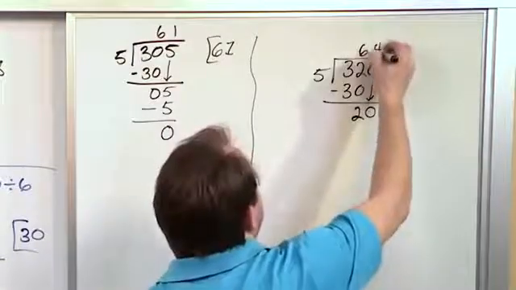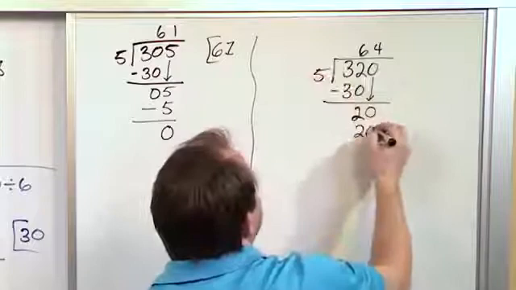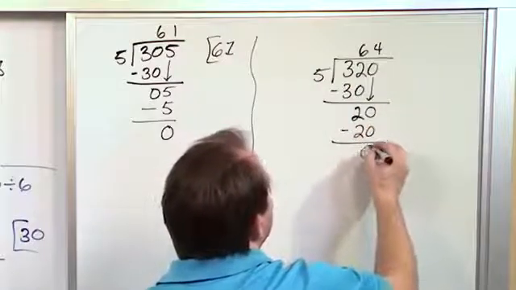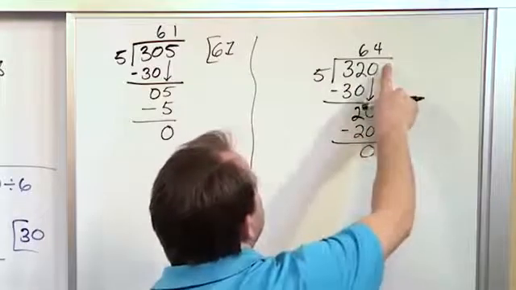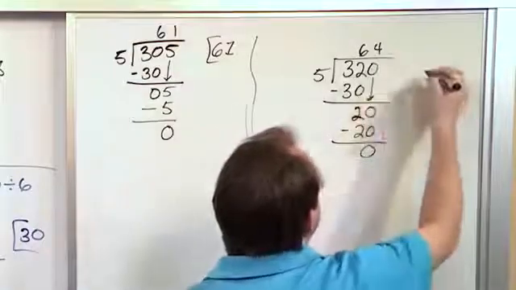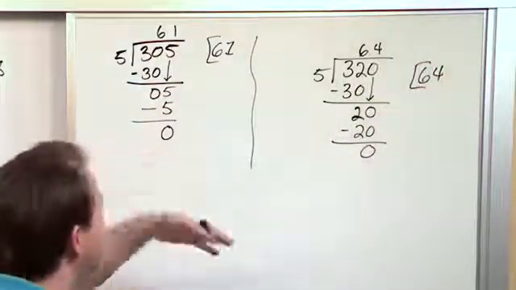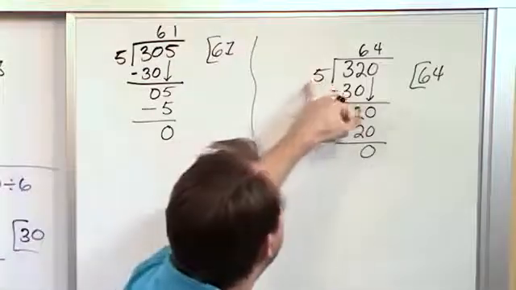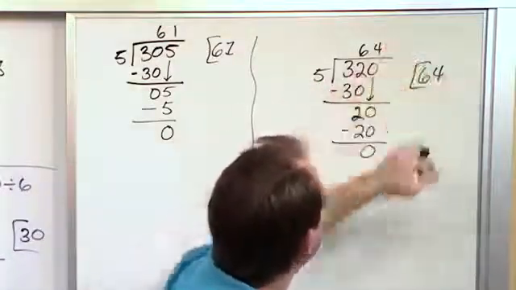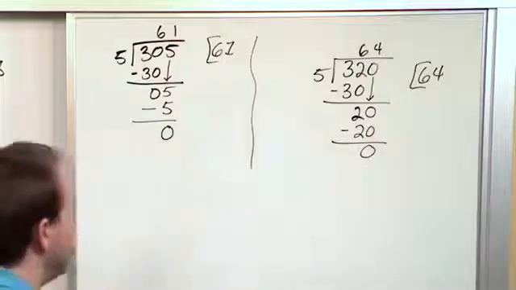So we put 4 times, and we multiply. 5 times 4 is 20, and we subtract. We get a 0. Again, the remainder is 0. There's no more digits to drag down, so the answer we get is 64. So this is, again, going in an even number of times. 5 times 64 should give you exactly 320, and I suggest that you try that on your own.